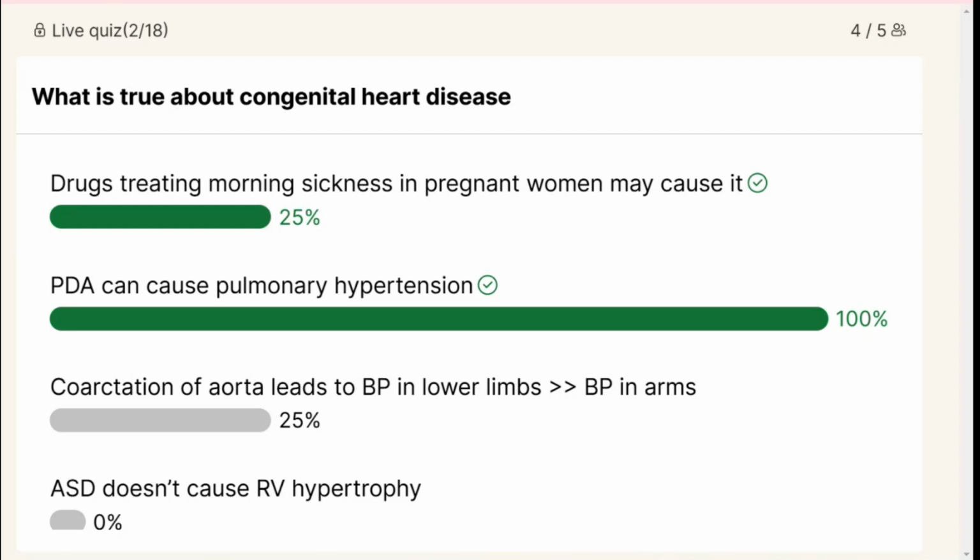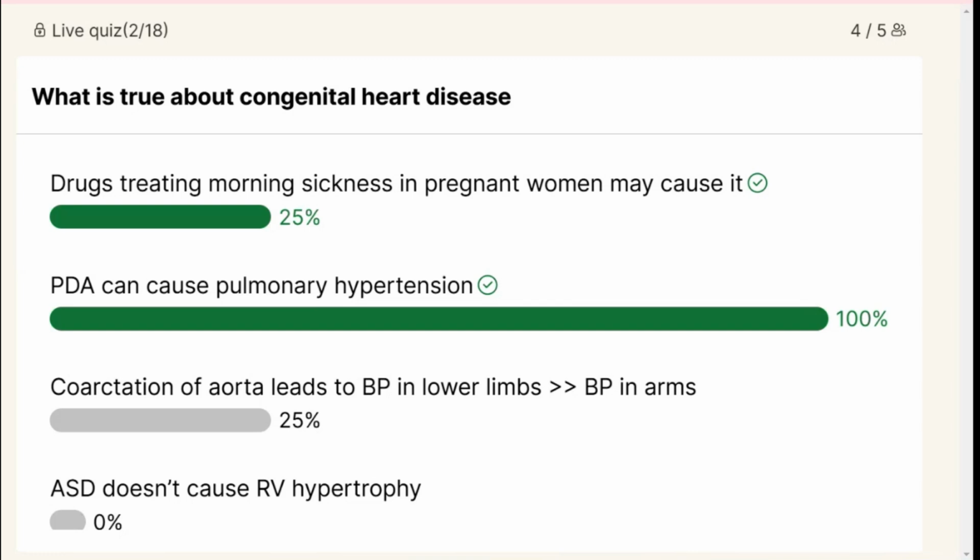And I see none of you picked the other two, which is good, because it's the opposite that's true in coarctation of the aorta. You have BP in the lower limbs actually being lower because distal to the point of coarctation, you're going to have hypoperfusion.